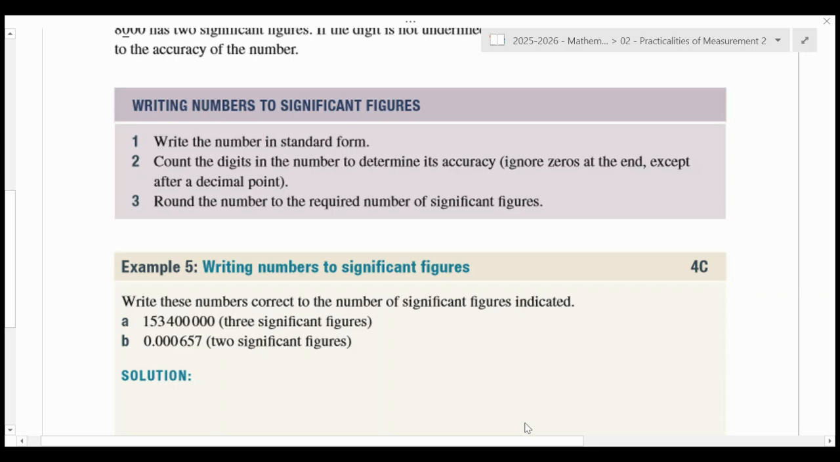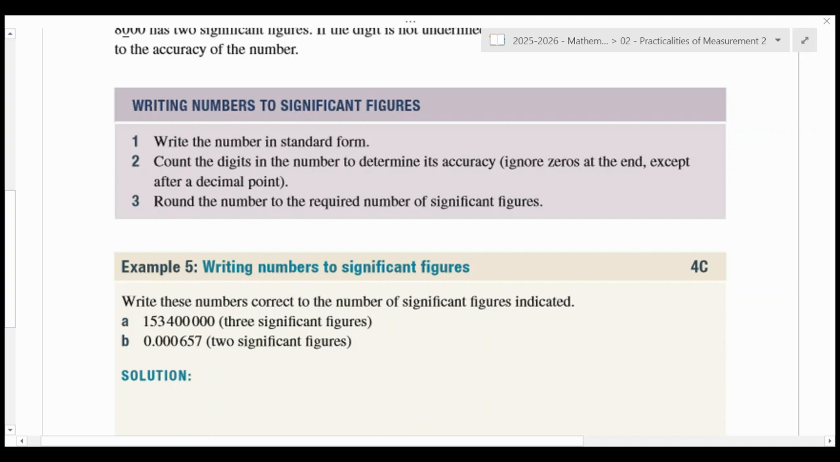All right, last one for this topic. We're looking at writing numbers to a certain amount of significant figures. Once again, this is just to make things easier and also to take out the extra numbers that we just don't need. The first thing, in your book, it's going to say write the number in standard form. You do not actually have to, that's not a requirement. You can do that, and sometimes it helps.